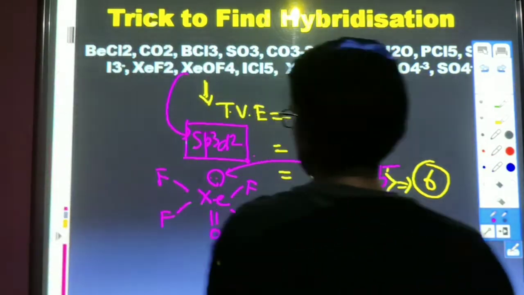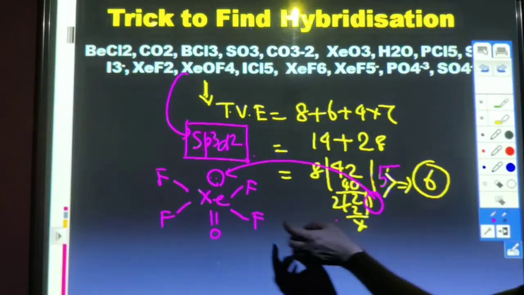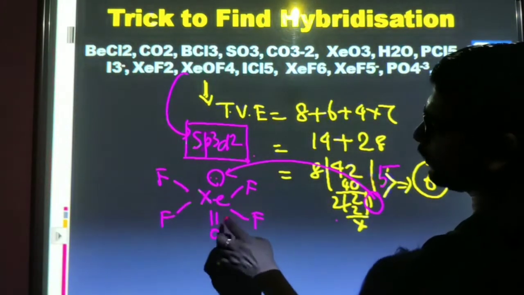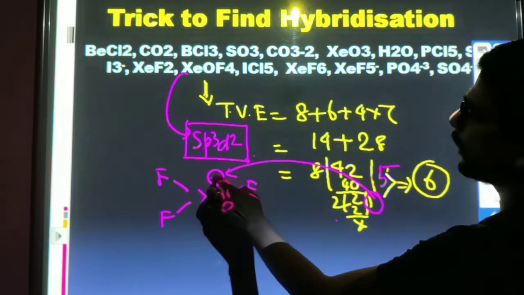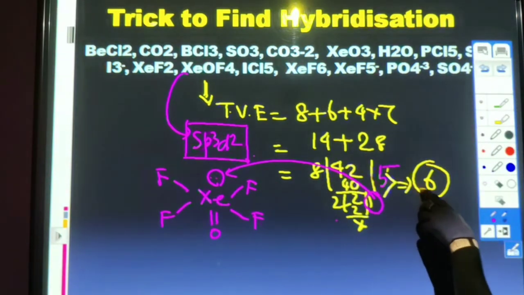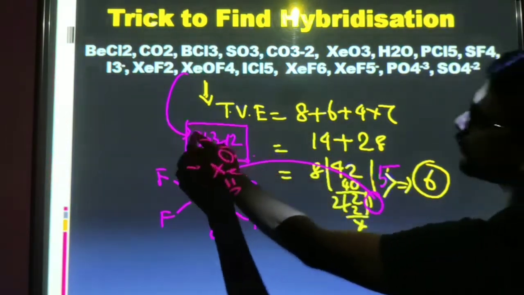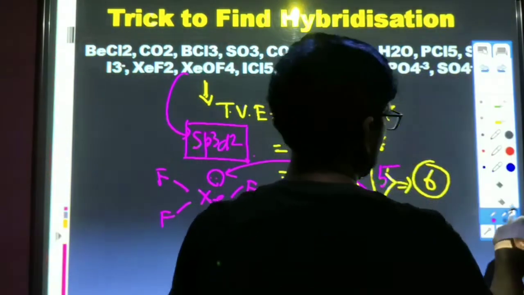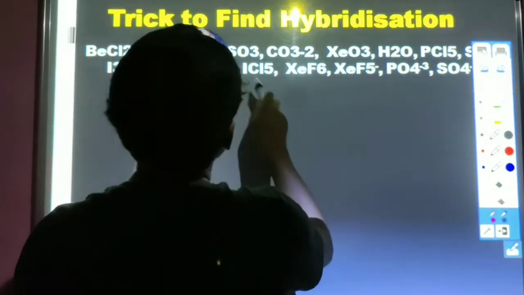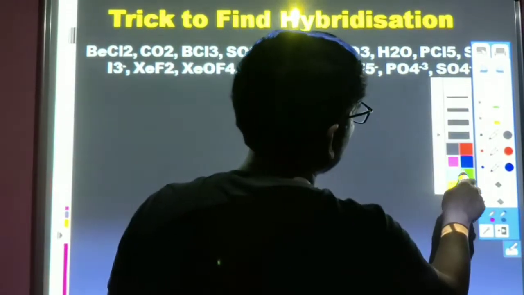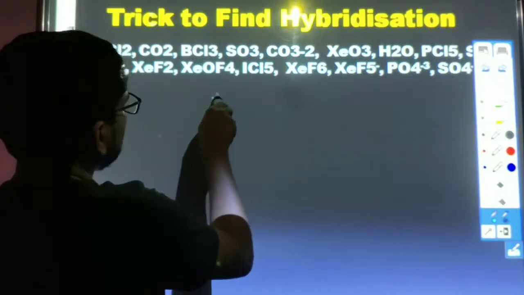One lone pair will be there. Now you just count the sigma bond pairs: 1, 2, 3, 4, 5, and one lone pair. So that will give you steric number 6, and that's why the hybridization is sp3d2. Okay, done. Next, ICl5. What will be the hybridization for ICl5?